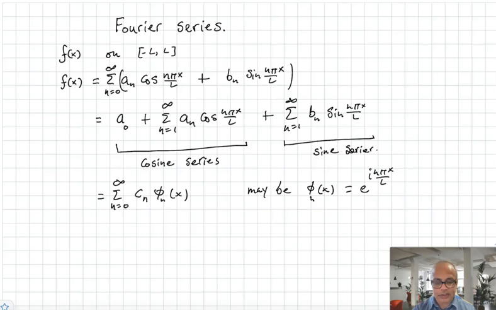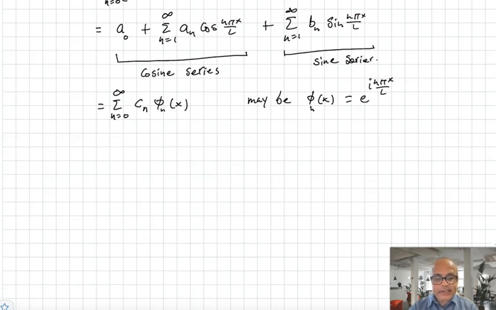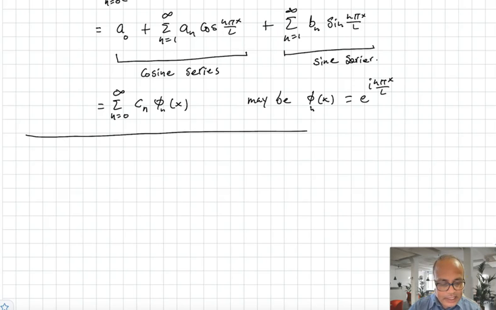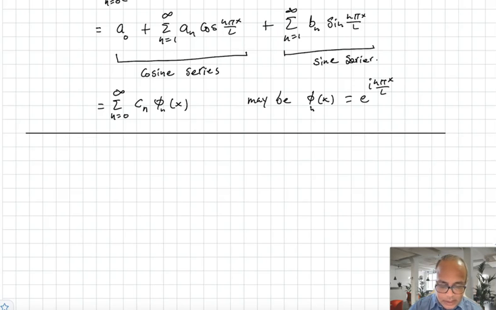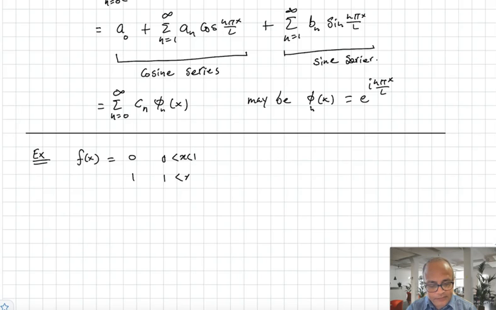Okay, so having said that, maybe I can give you an example to understand this behavior a little bit. So I will take a function f of x, which is 0 on the interval from 0 to 1, and it is 1 on the other interval from 0 to 2.